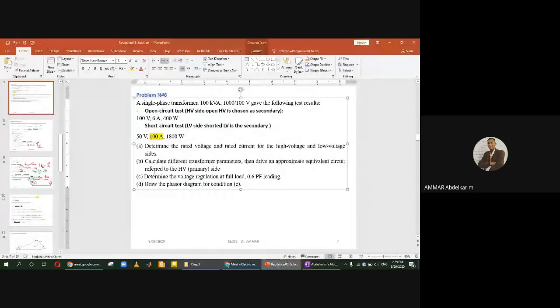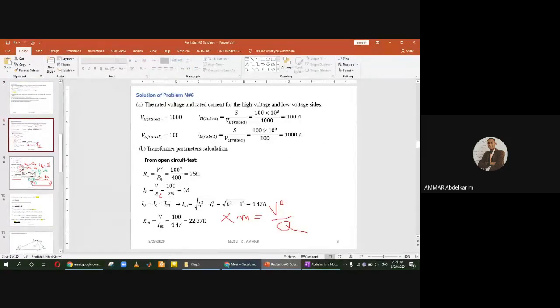So, to calculate the different transformer parameters, then derive the approximate circuit. Here they ask just to calculate the different transformer parameters. Normally this question will be separated. Here we have calculated all the parameters from the tests in the primary. It's our primary.